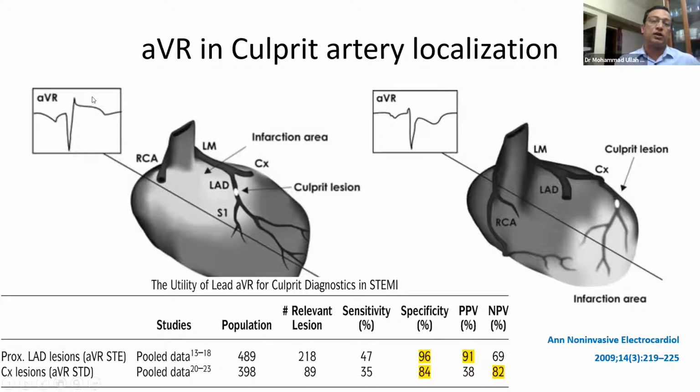In case of inferior MI, if there is aVR elevation, that indicates a proximal RCA lesion. In case of LAD lesion, anterior MI, if there is aVR elevation, that indicates a proximal LAD lesion or left main lesion. And if there is aVR depression, that indicates a distal LAD lesion. It can also happen because of a circumflex lesion. And look at this specificity, it is high enough, around 96% and 94% in both LAD and circumflex lesion.